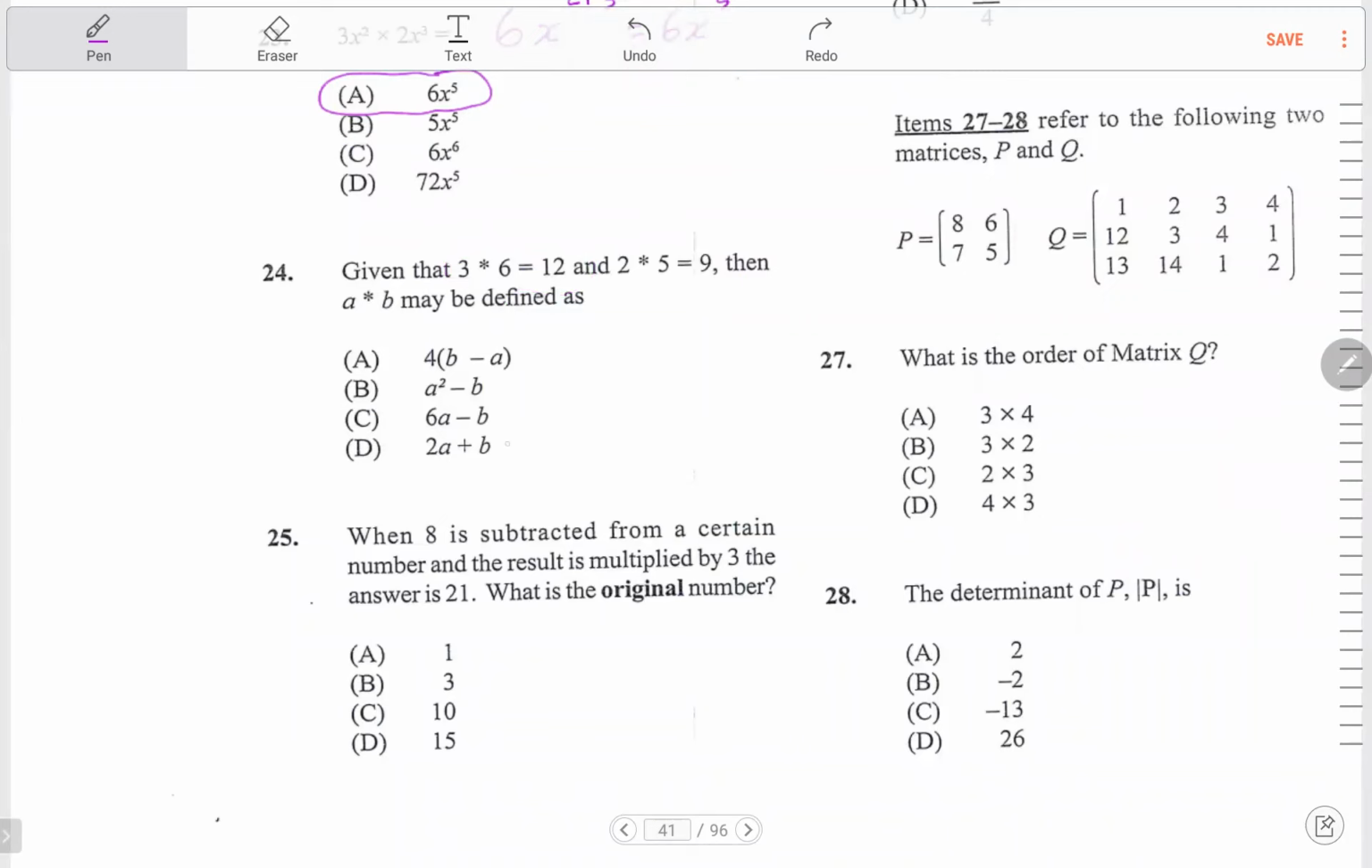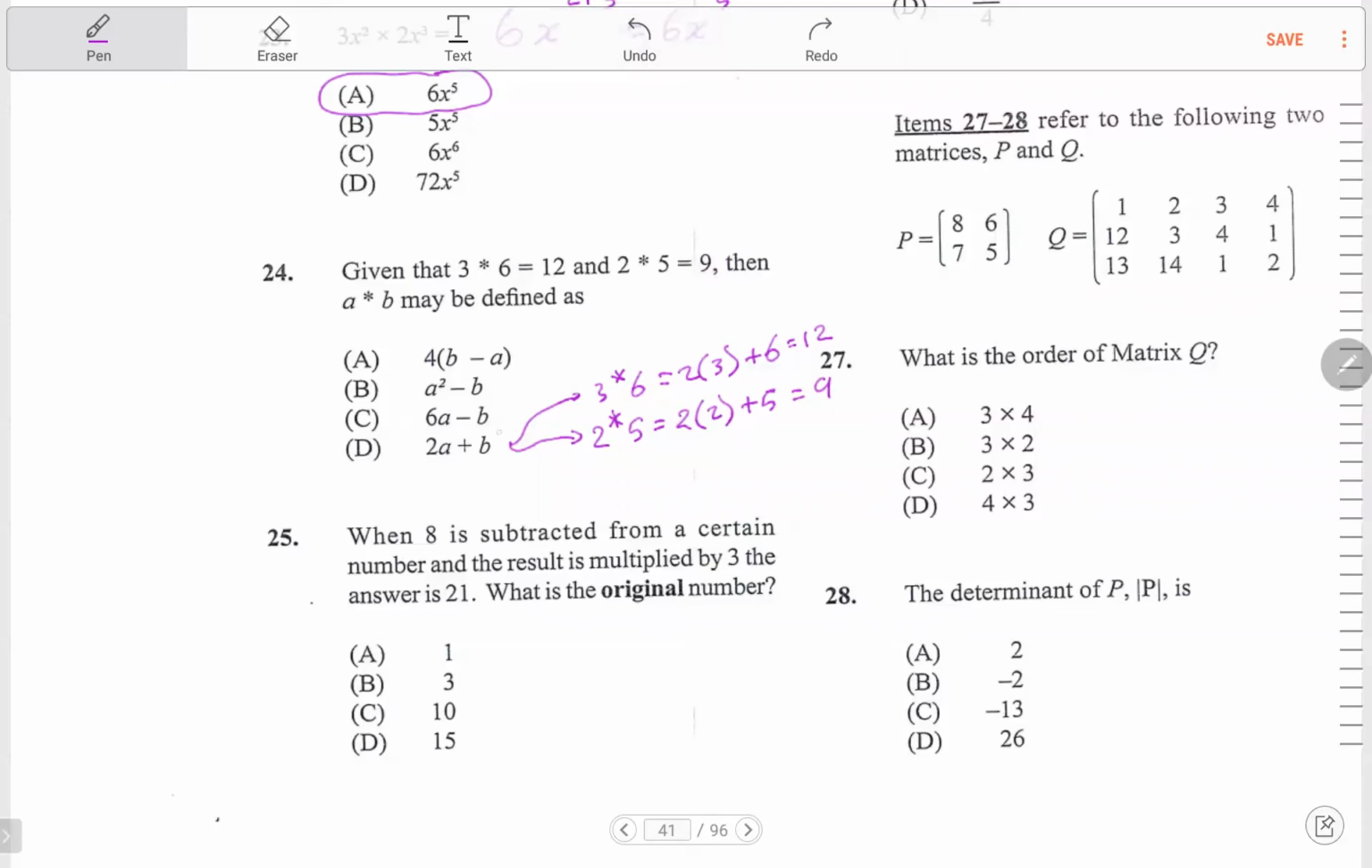Okay, if you look at it, it works for the 3 star 6 is 2 times the first value, which is 2 times 3, plus the second value, which is 6, plus 6, and that equals 12. And then for the second case, it will be 2 star 5, which again is 2 times 2 plus 5, and that is 9.